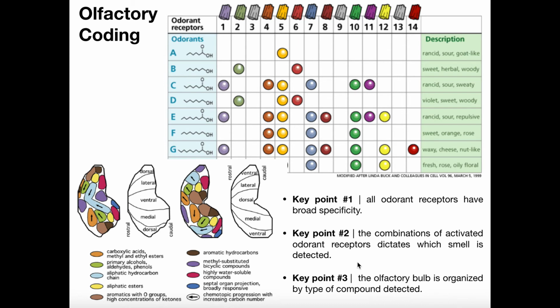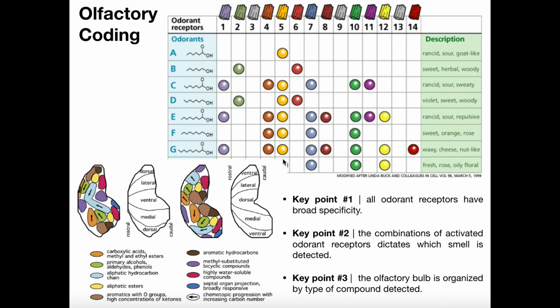Okay, that would be absolutely absurd. So to simplify things, what happens is each odorant binds to either one or more odorant receptors, and that combination of receptors actually allows us to differentiate the different smells. So look at odorant receptor 5. There appears to be a lot of different compounds that bind to receptor 5. However, each one of those has a different combination of other receptors that they bind to.